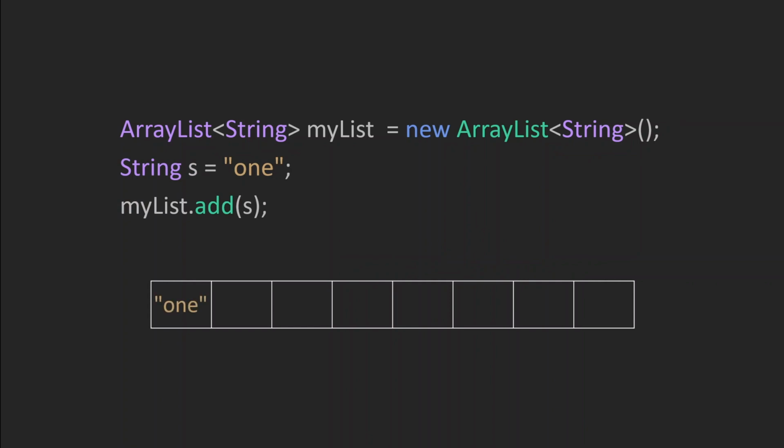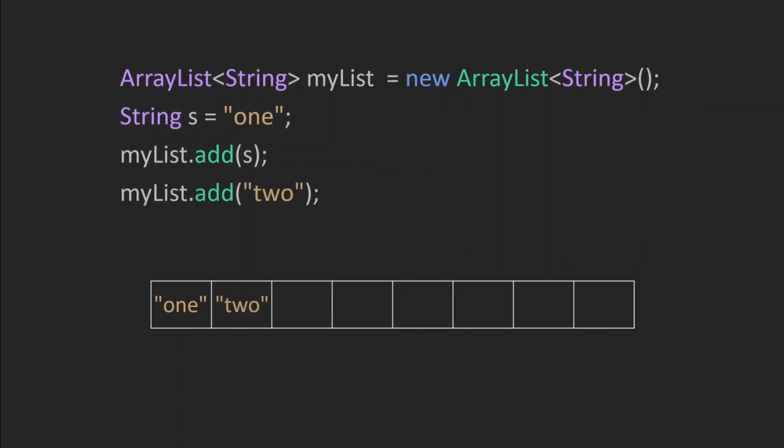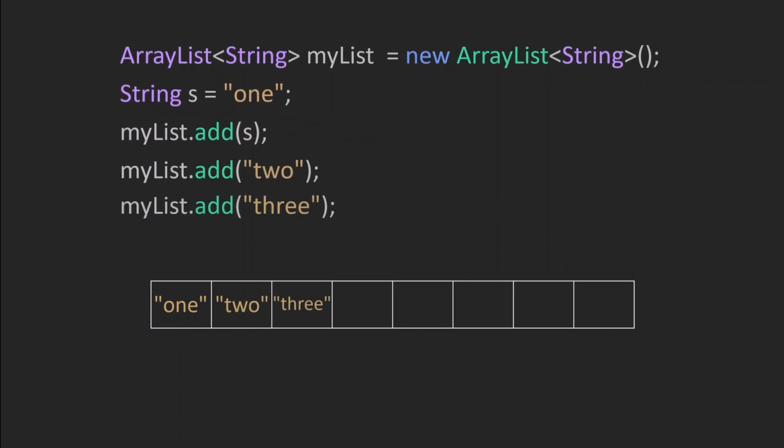Remember how the array is initialized with the default value of the type it contains. For integers that would be 0, for strings that would be null, booleans false, and so on. But for the ArrayList, you should think of the cells as just empty, nothing there. If I add more elements, they will just fill up the list from left to right.